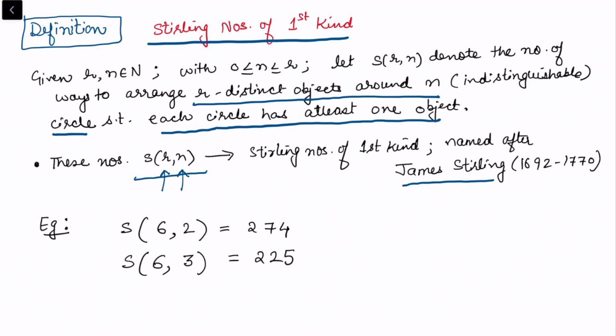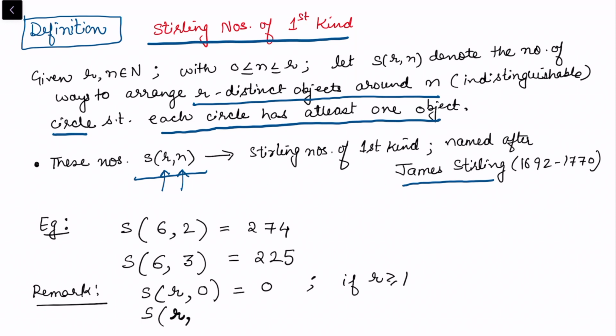Now we can note down some of the obvious results that we can remember. If there are R people and there are 0 tables, in that case this is obviously 0, there is no other possibility if R is greater than or equal to 1. If there are R people and there are R tables, and the condition is that on each table there has to be at least one person, so obviously here this is 1, if R is greater than or equal to 0.